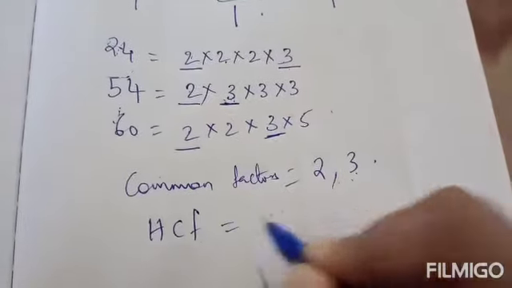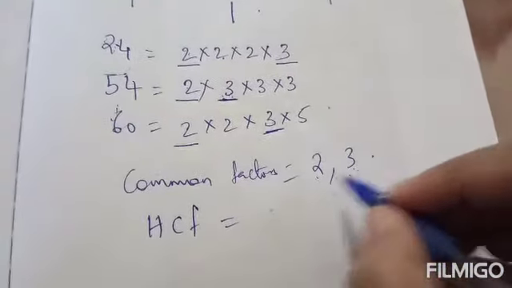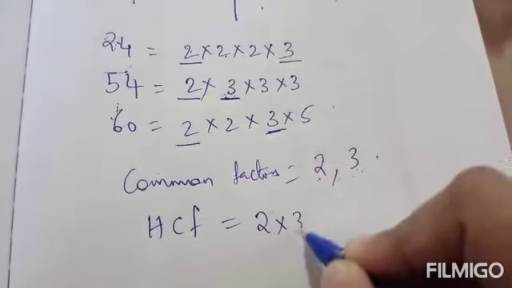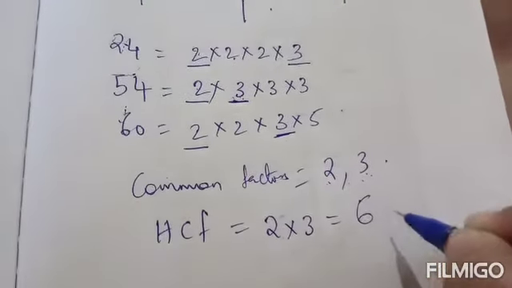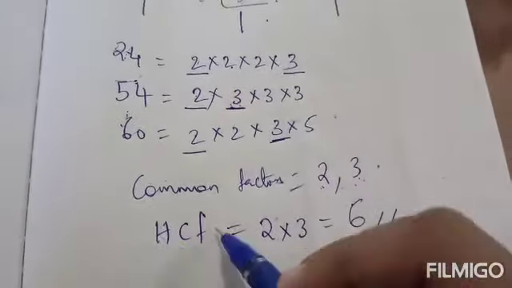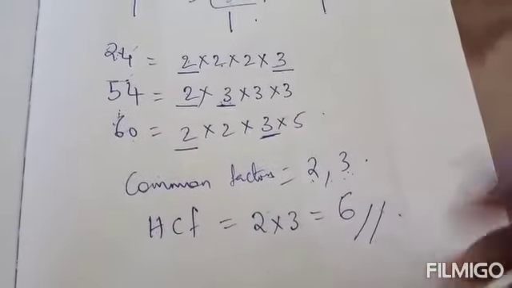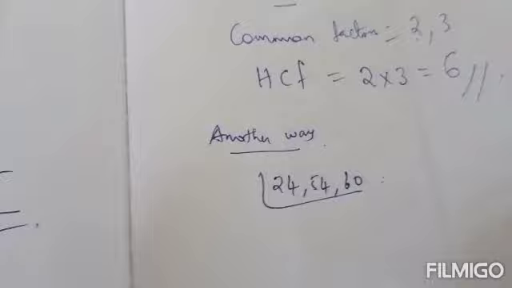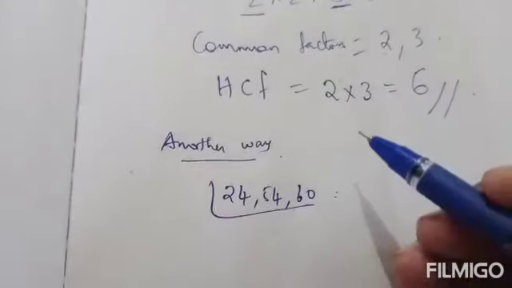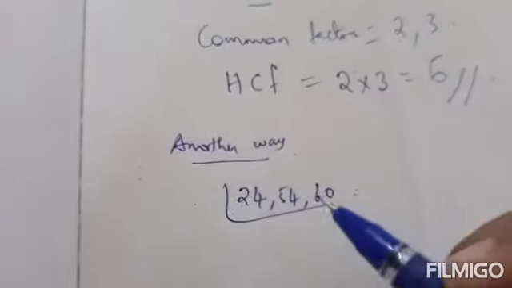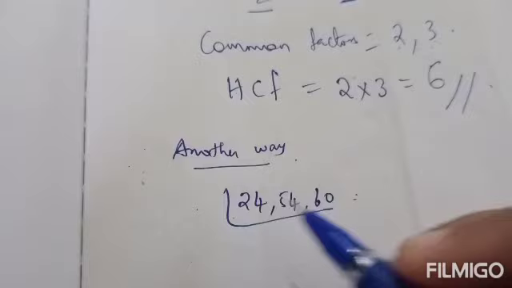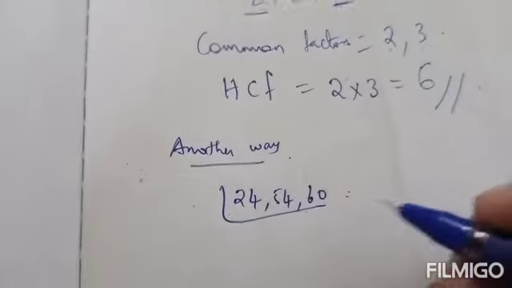Finding their HCF, what to do? Multiply these two numbers. 2 into 3 equal to 6. So HCF of 24, 54 and 60, it is 6. Okay. Now another way of doing prime factor method. It is doing the prime factorization of 24, 54 and 60 together.